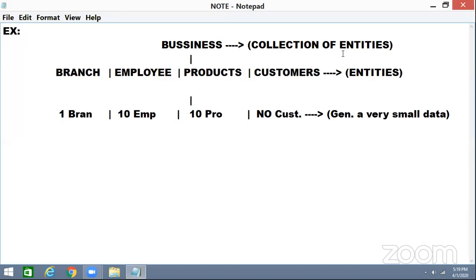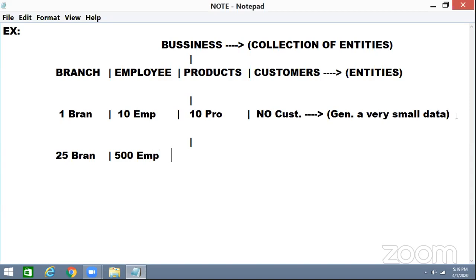Initially my business will be like this, fine. Assume that after 5 years your business has changed. After 5 years, I introduced 25 branches. And in these 25 branches, assume there are a total of 500 employees working.